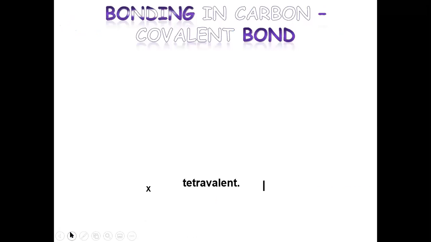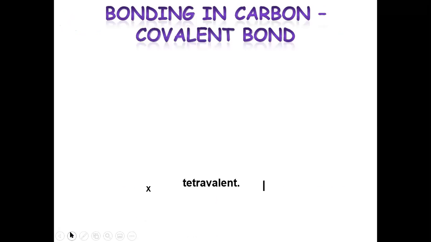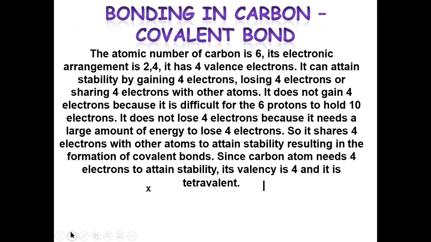Now we will discuss the bonding in carbon, that is the covalent bond. The atomic number of carbon is 6. Its electronic arrangement, that is, its electronic configuration, is 2,4. It has 4 valence electrons in its outermost orbit. It can attain stability by gaining 4 electrons, by losing 4 electrons, as well as by sharing 4 electrons with other atoms, as well as with other heteroatoms.